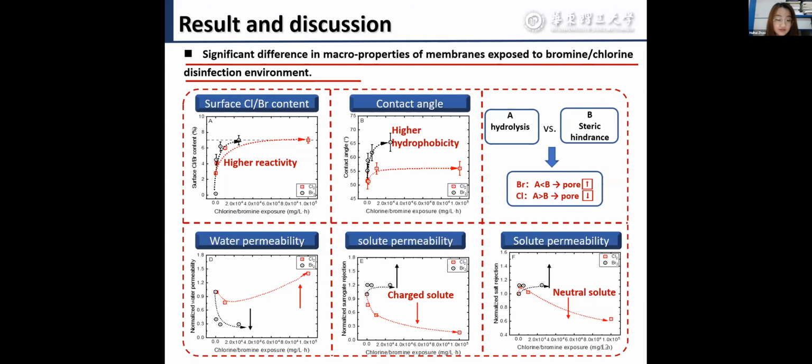The increased water permeability and decreased surrogate rejection after chlorination might be attributed to the reduced cross-linking degree. By contrast, the weakened water permeability and solute permeability might be attributed to the synergistic effect of reduced hydrophilicity and reduced effective pore radius.